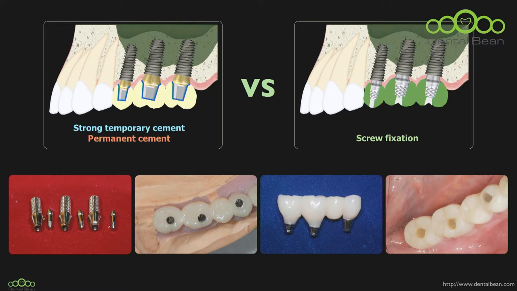At this moment, you can select the hex type or non-hex type temporary abutment. When the paths of implants are parallel to one another, you can select hex type temporary abutment. But when the paths of implants are not parallel to each other, you should select non-hex type temporary abutment, considering the path problem with the fixtures.